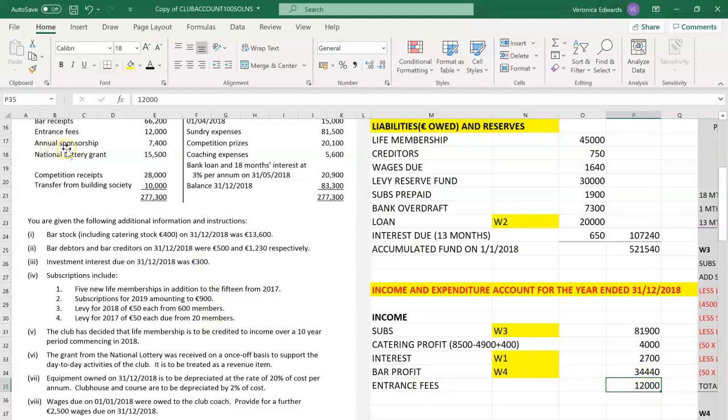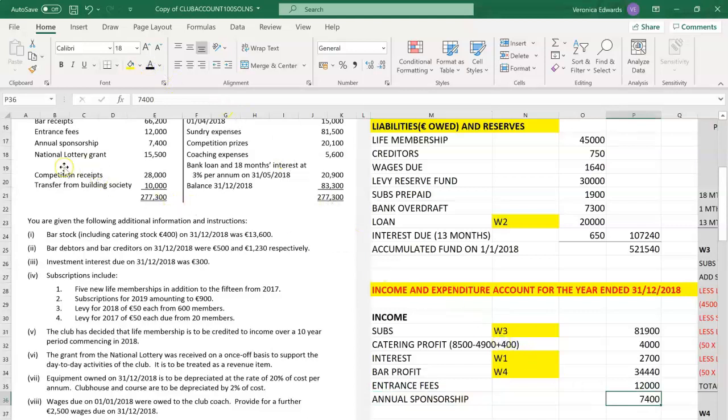The next item you see is annual sponsorship, 7,400. Now remember, income has to be money earned during 2018 or for 2018, and it has to be regularly earned, okay? Regular income. Because of the word annual here, we can be confident that this is regular. So for that reason, we can include it as income. It's not once off, okay?